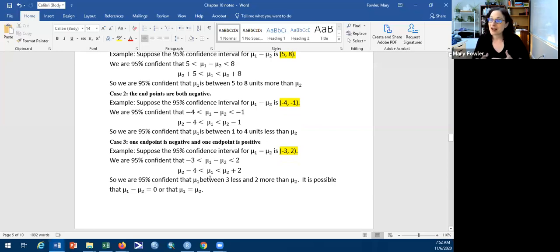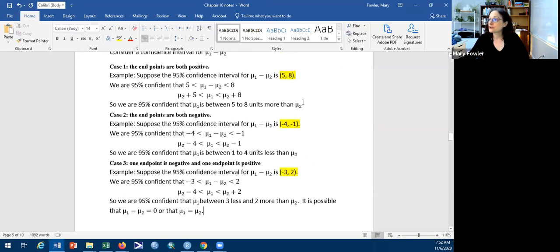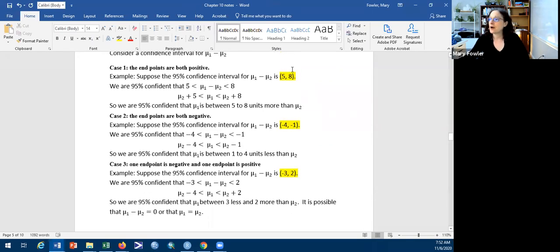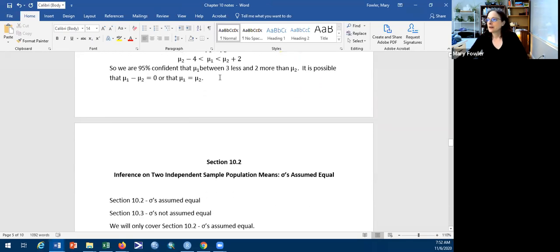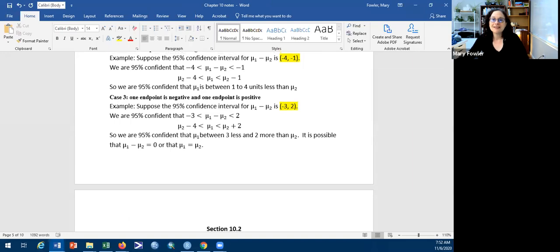So in particular, it's possible that mu1 minus mu2 equals 0. So this is a situation that's consistent with our null hypothesis, that mu1 minus mu2 equals 0. So if we get a confidence interval and we find that 0 is in the interval, it means that it's reasonably likely that mu1 and mu2 are equal, okay? And then the other situations tell us whether we think mu1 is greater than mu2 or we think mu1 is less than mu2. Okay, so that's it for section 10.1.